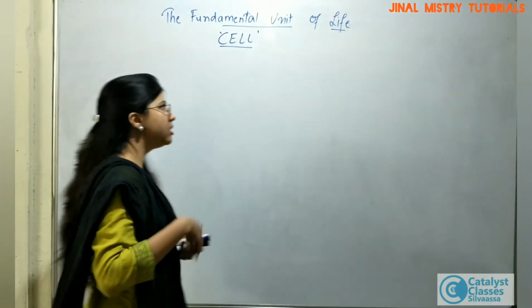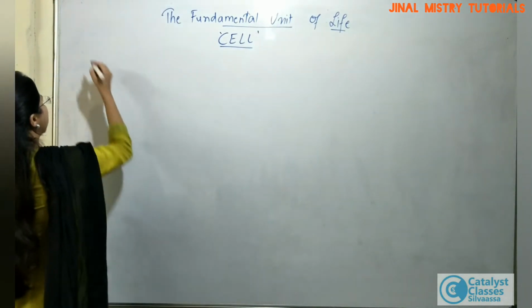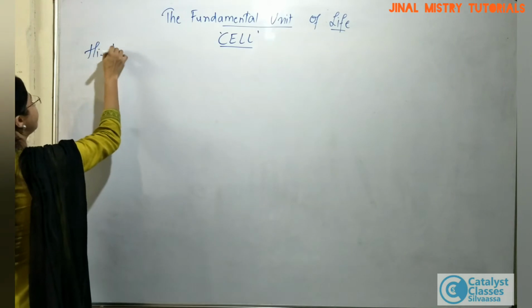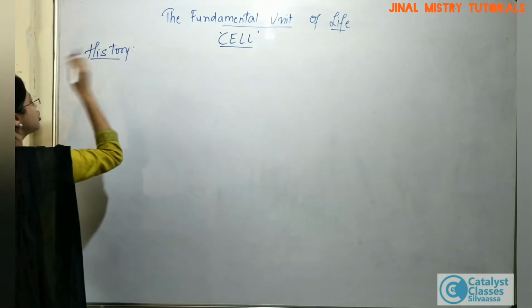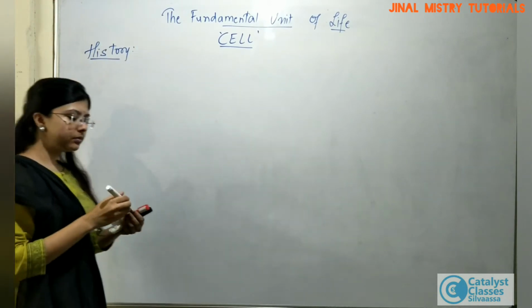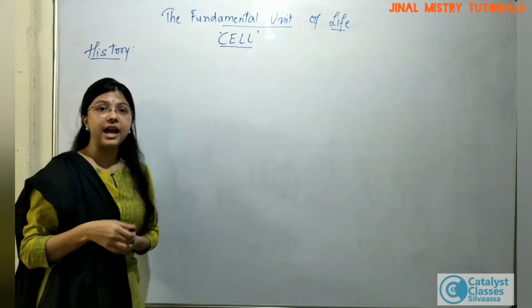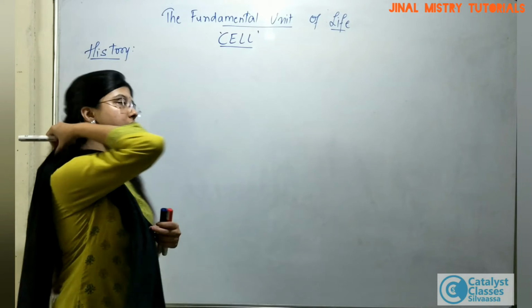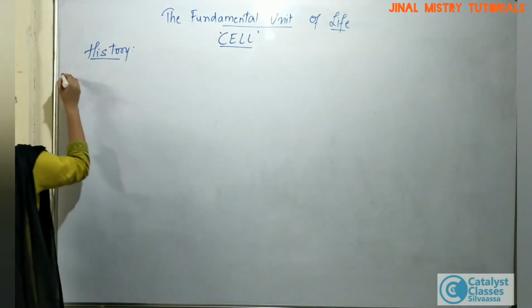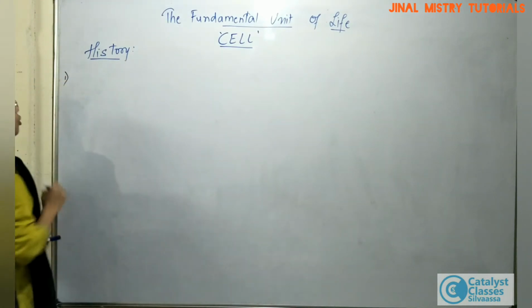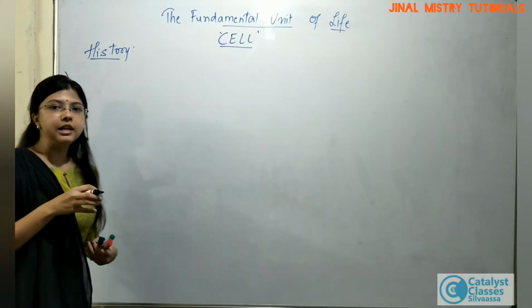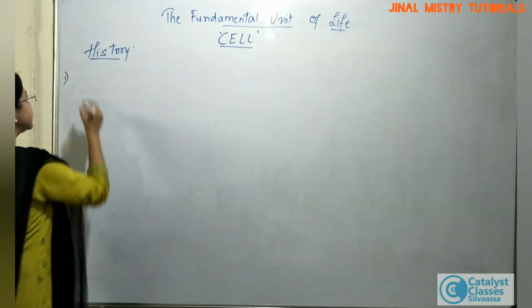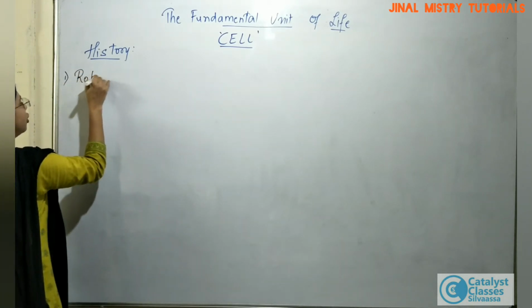Let us start with the history. Where exactly did this idea of the cell come from? If you go back to the history, there were different scientists who contributed to the discovery of the cell and its parts. The first person who actually brought the idea of something called a cell was Robert Hooke.